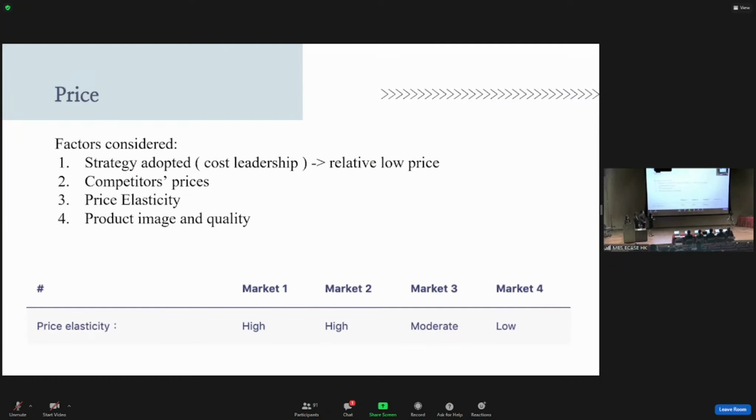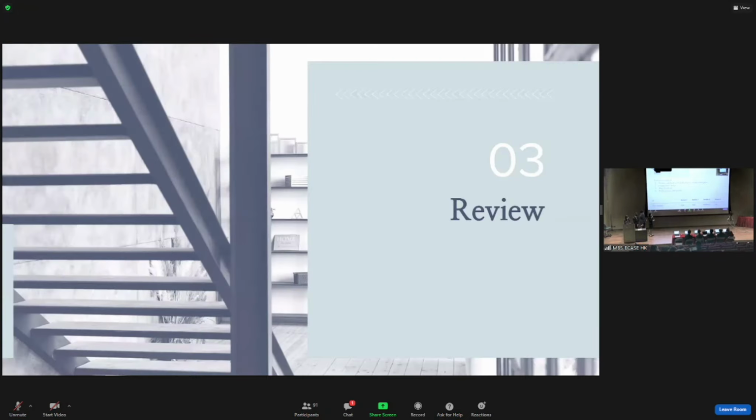Another important step is setting the price. We need to ensure the price that we set will not be too high or too low, as it will affect the potential demand. First, we choose cost leadership. That's why our price will be relatively lower than the competitors. Then we also need to consider competitors' prices, price elasticity, and also our product image and quality to determine the increase or decrease of the price. These are the steps that we have taken to determine and meet the potential demand and how we implement the strategy. And now I'll pass the mic to Peter to discuss the review.